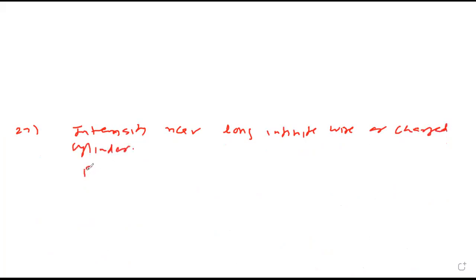Intensity near long infinite wire or charged cylinder equals lambda upon 2 pi r epsilon naught, where lambda is charge per unit length. 28.